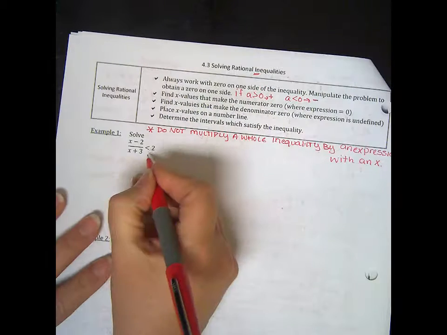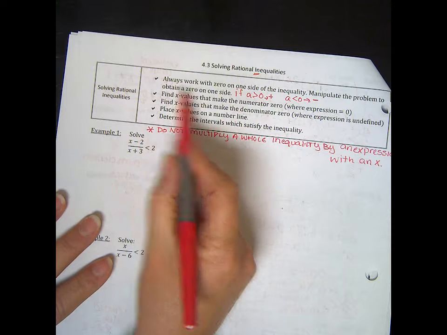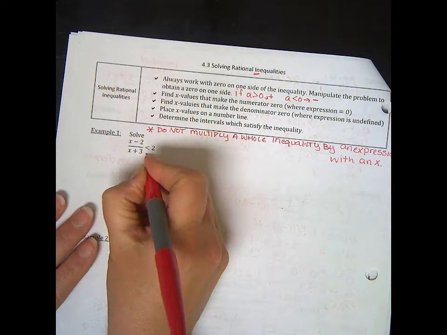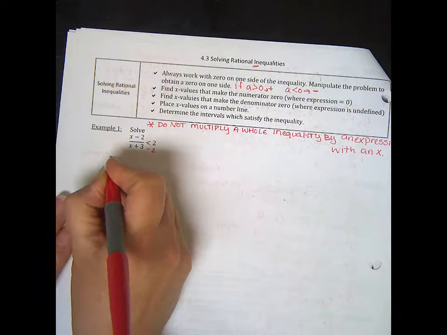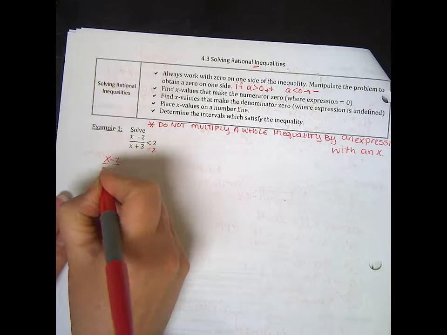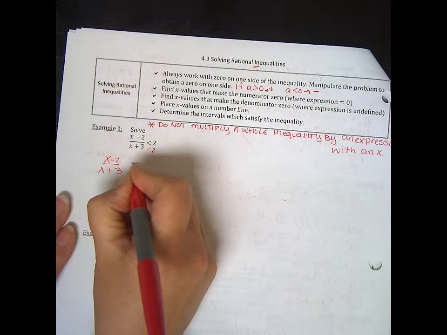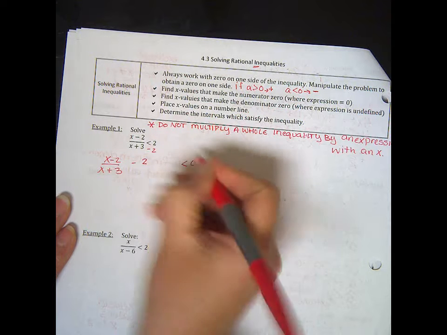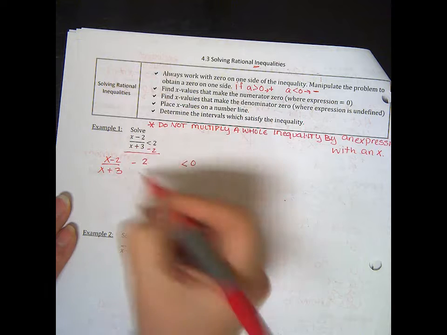So first, we're going to work with 0 on one side. We need to subtract this 2 to the other side. So we have x minus 2 over x plus 3, minus 2, and I'm going to give a little space here. We have 0 now on the right. All I did was subtract 2 over.